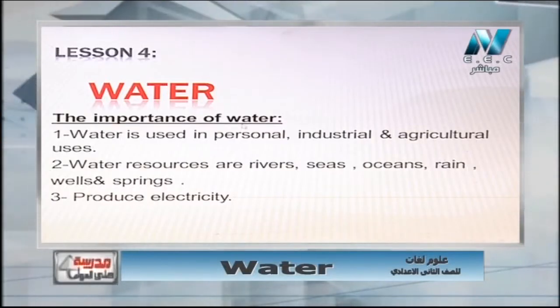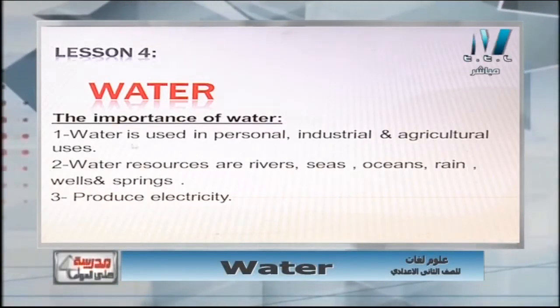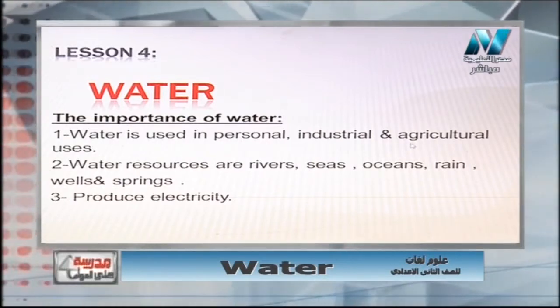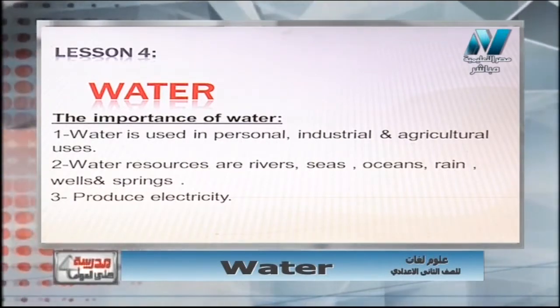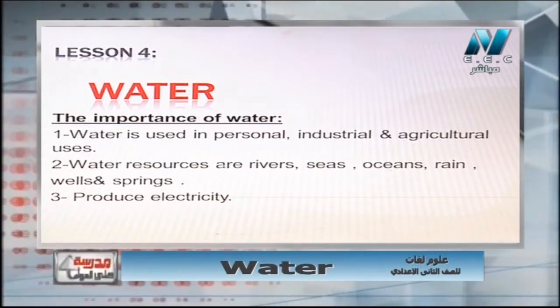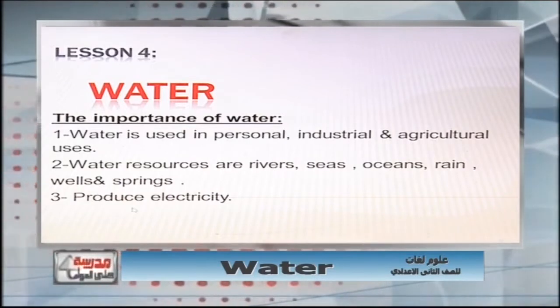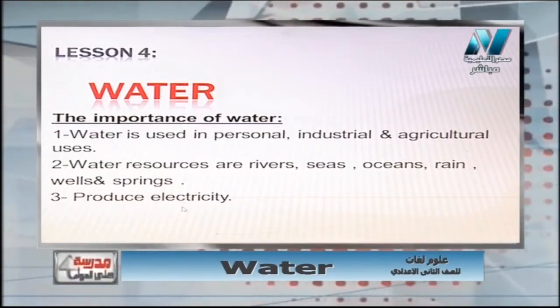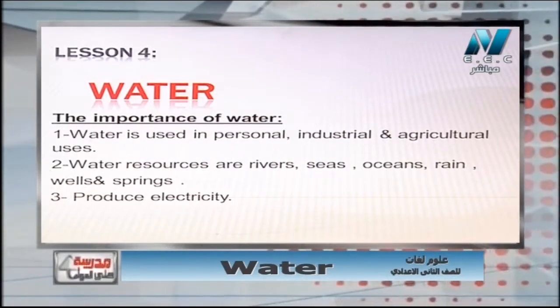Okay, this is water. Lesson 4, water. The importance of water: number 1, it is used in personal uses, industrial uses, and agriculture uses. The sources of water: rivers, sea, oceans, rain, wells, and spring. Number 3, produced electricity. So these are the uses and how we can obtain water.